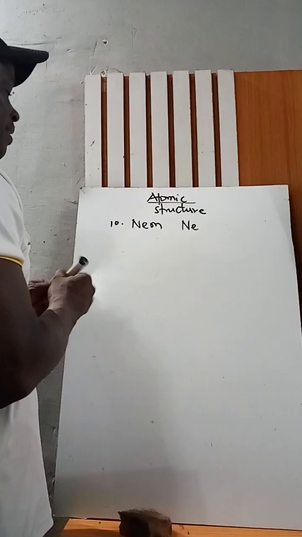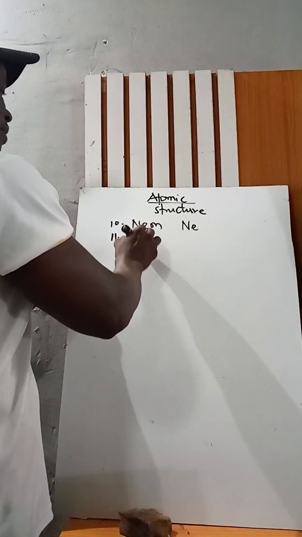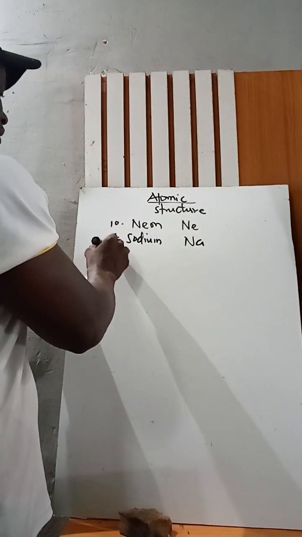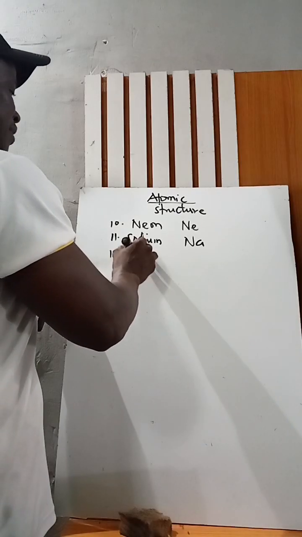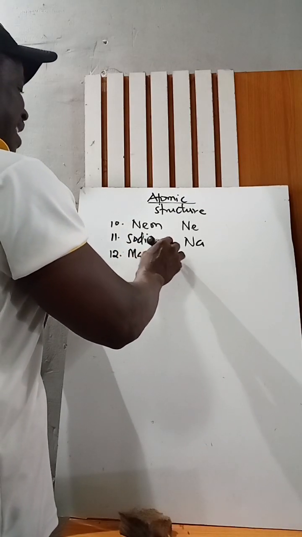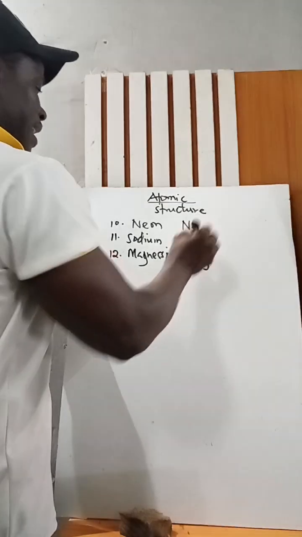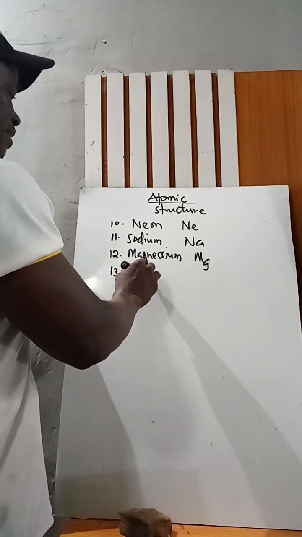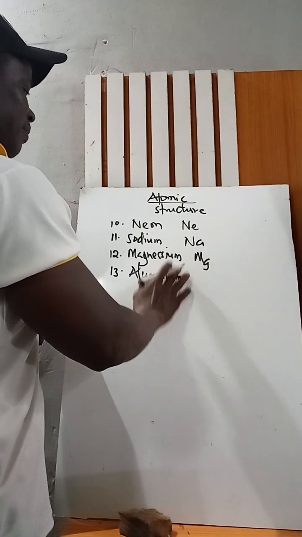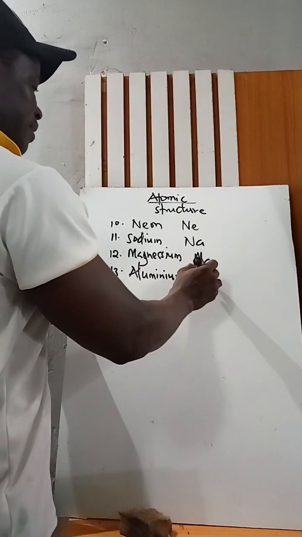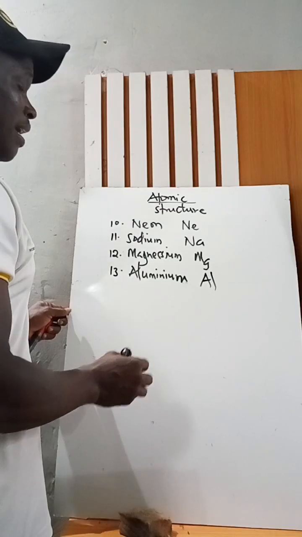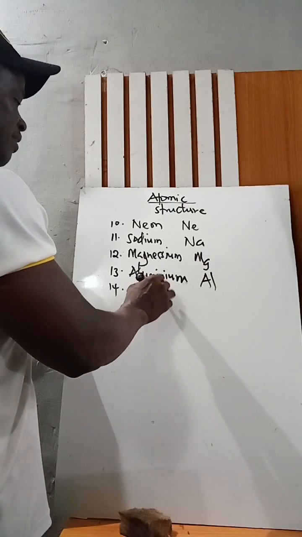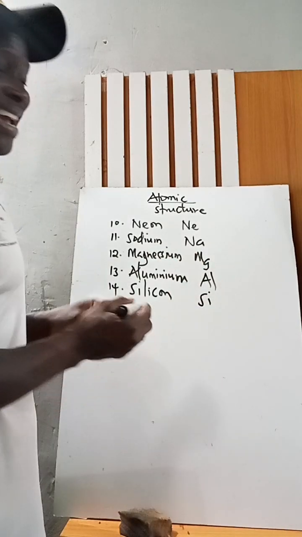Then we move to element number 11. Element number 11 is sodium, and the symbol is Na. What is element number 12? Element number 12 is magnesium, and the symbol is Mg. What's element number 13? Element number 13 is aluminium, and the symbol is Al. What's element number 14? Element number 14 is silicon, and the symbol is Si.